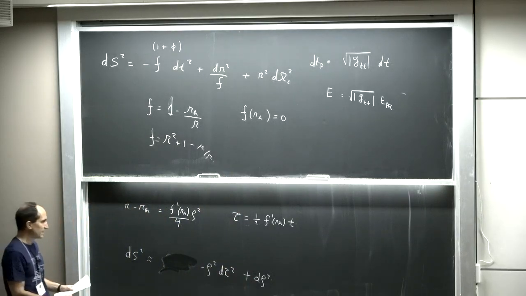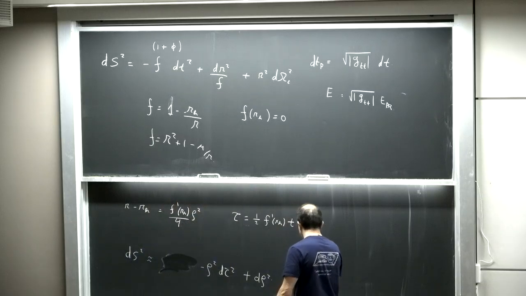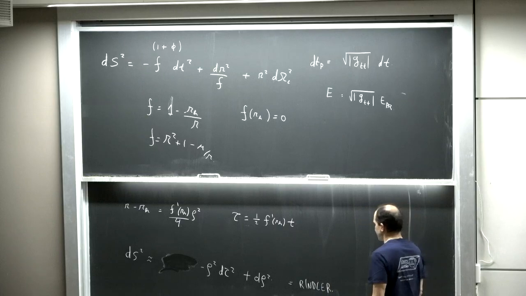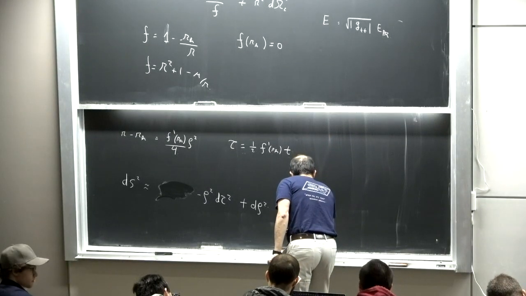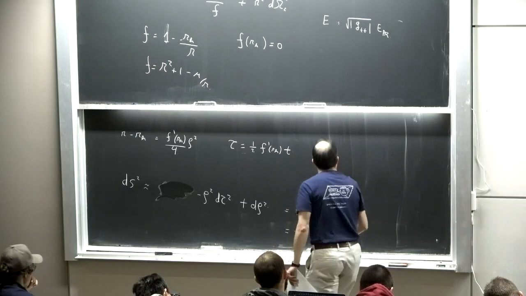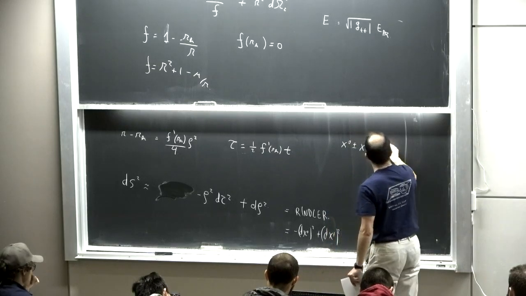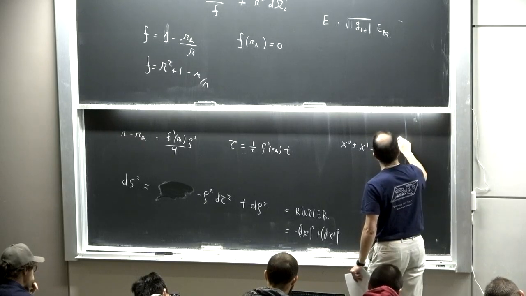OK, so this space-time might seem unfamiliar, but it's called Rindler space. And it's simply flat space in some funny coordinates, the analog of radial coordinates. In fact, this space is the same as ordinary Minkowski space in some new coordinates, which are defined to be x0 plus or minus x1 equal to plus or minus rho e to the plus or minus tau.